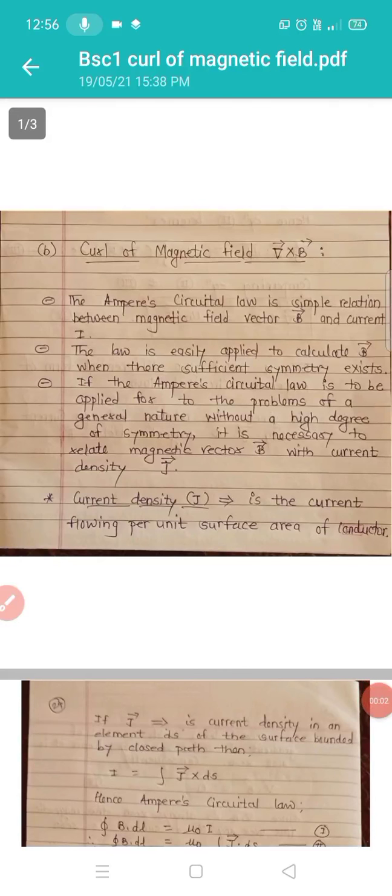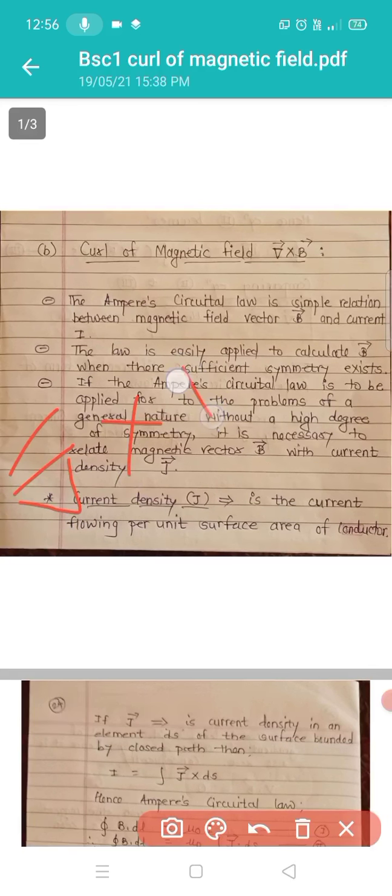Hello everyone. In last class we studied the divergence of magnetic field. In this class we are going to learn the curl of magnetic field, that is del bar cross B bar.